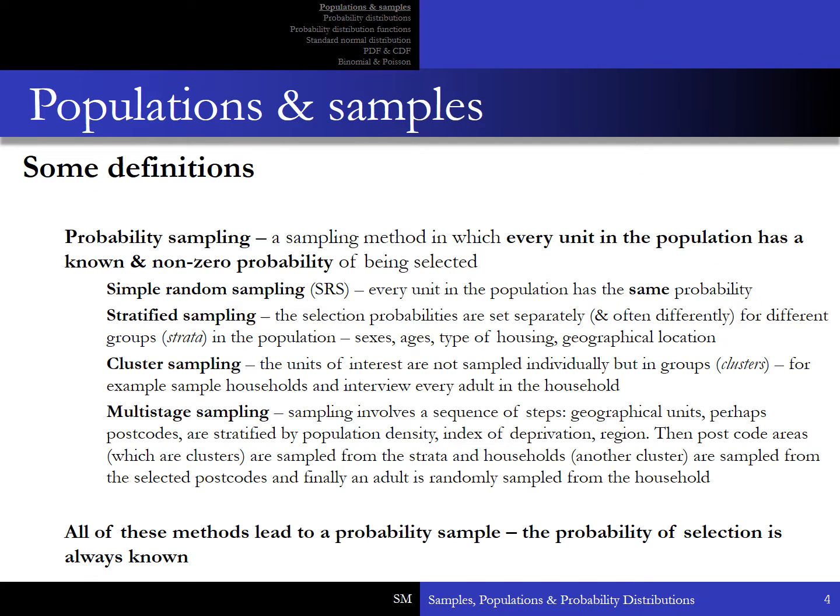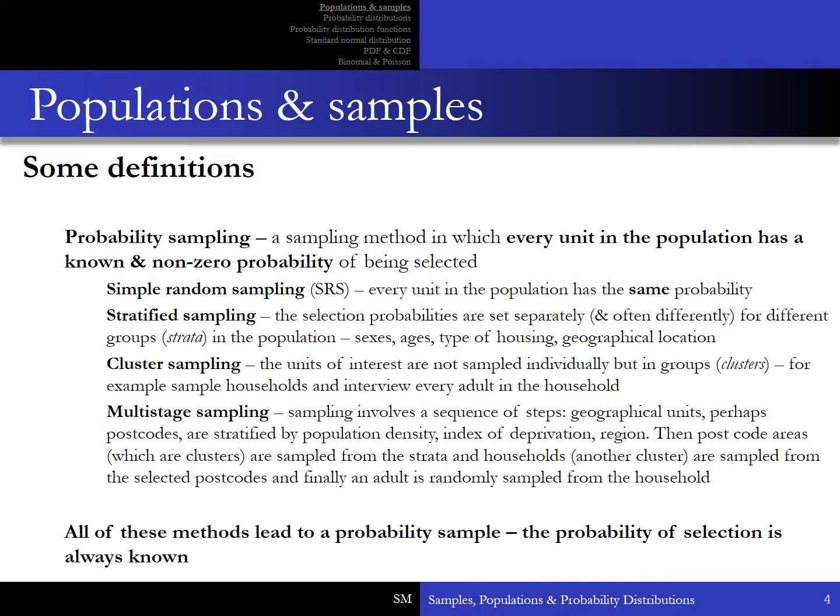Now, some more definitions. Probability sampling. Probability sampling is a sampling method in which every unit in the population has a known and a non-zero probability of being selected. Let me say that again because it's very important. Every unit in the population has a known and non-zero probability of being selected.